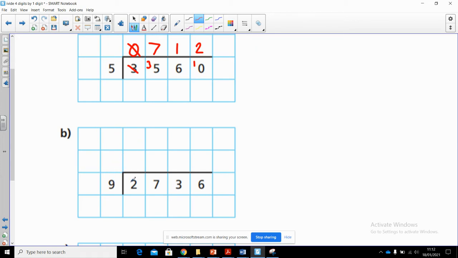So how many times does 9 go into 2? It doesn't, so we put a 0 at the top. Then you do how many 9s in 27? Put your answer up here. How many 9s go into 3? It doesn't, so move it across. How many 9s go into 36?